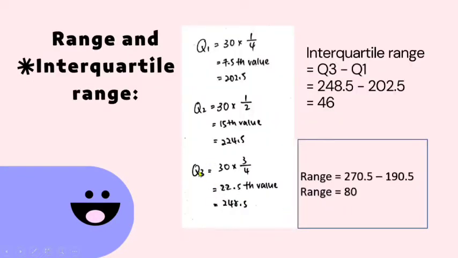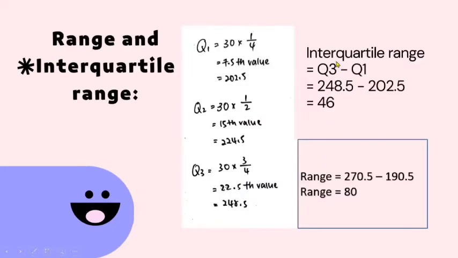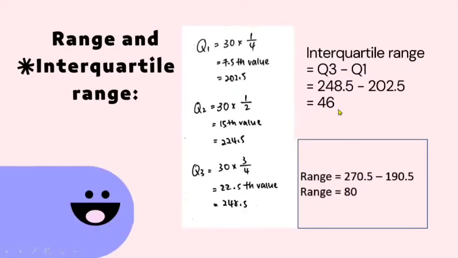Okay, the third quartile is 30 times 3/4. Then we will get 22.5 value. From the graph, we can know that the third quartile is 248.5 here. Okay, the interquartile range is third quartile minus first quartile. Then we use the answer here and here, and we will get 46 as the interquartile range.